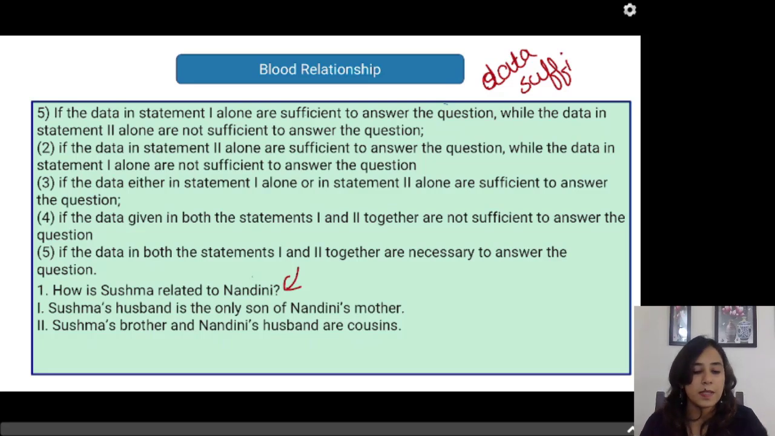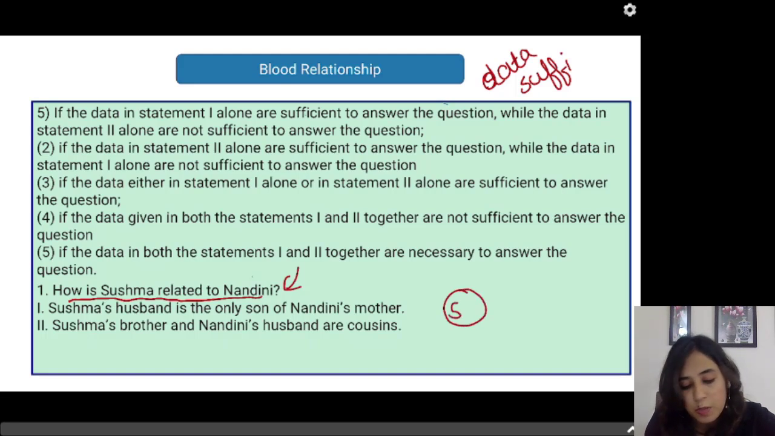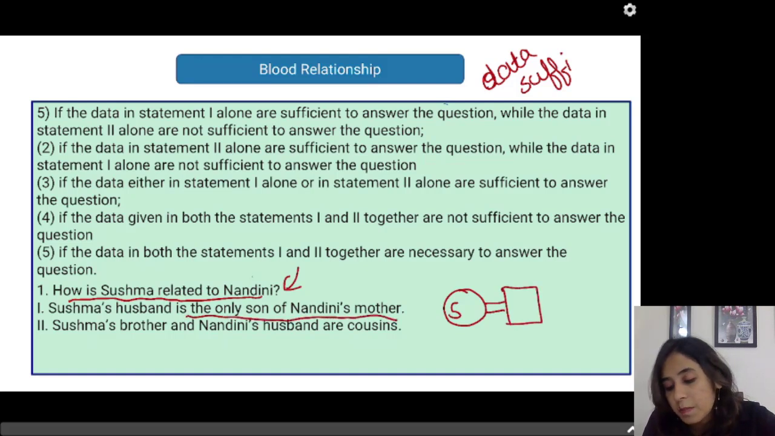Okay, guys, now the time has ended. So here the question asks how is Sushma related to Nandini, and we are given two statements here. So let us solve each statement and see if we can get the relationship between Sushma and Nandini. So we have Sushma here, S. Sushma's husband is the only son of Nandini's mother.